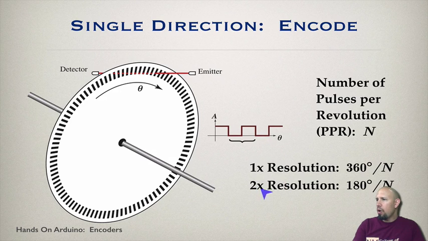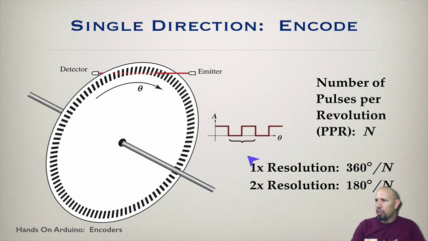So you can see how the 1x would check every rising edge of this signal. Every rising edge basically corresponds to every pulse. And so for every pulse, you get one rising edge. Okay, and so that would give you 1x resolution.